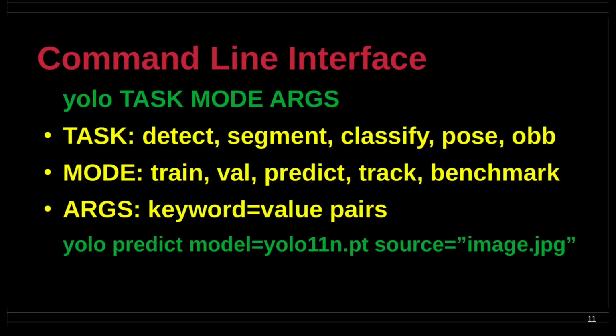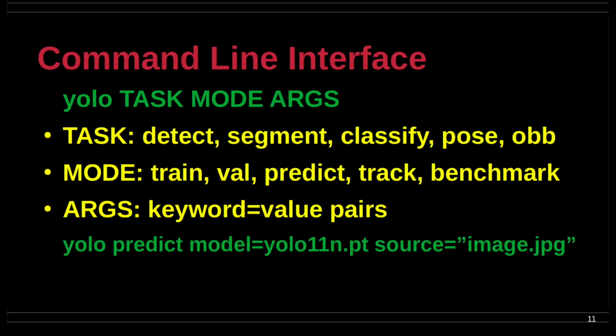In the example listed on the last line of the slide, there are two examples of the args parameter. The model is specified in the keyword equal to value pair syntax. Similarly, the input data source is specified as a keyword value pair too.